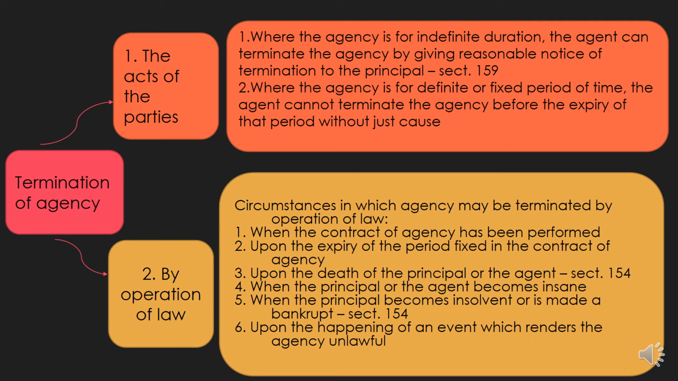Termination of agency. Okay. There are two ways of termination of agency. Number one, by the act of the parties. Number two, by operation of law. How do the parties terminate the agency? You know, by creation we have a few: by necessity, by express appointment, by implied appointment. Now termination, the act of the parties. When the agency is for indefinite duration, the agent can terminate the agency by giving reasonable notice of termination to the principal. They don't have any definite duration, no specific time. So the agent can terminate giving reasonable notice as provided by section 159 of the Contracts Act. Have a look at your Contracts Act, please.